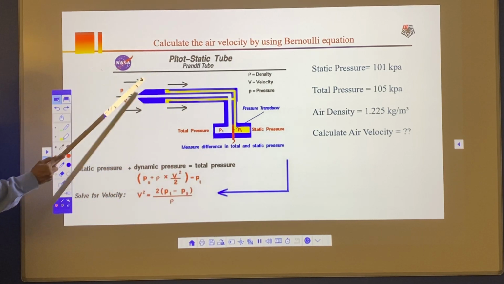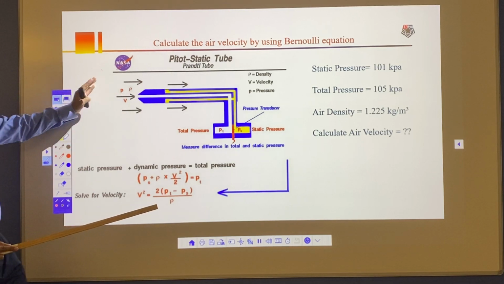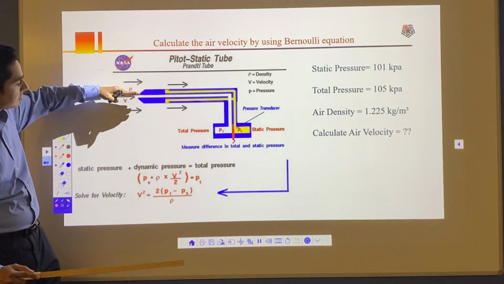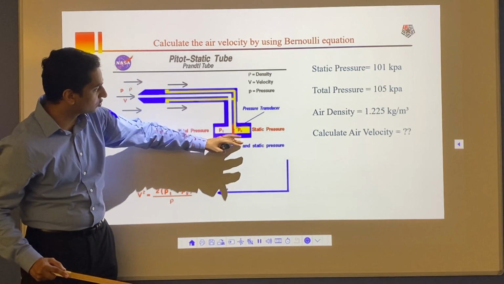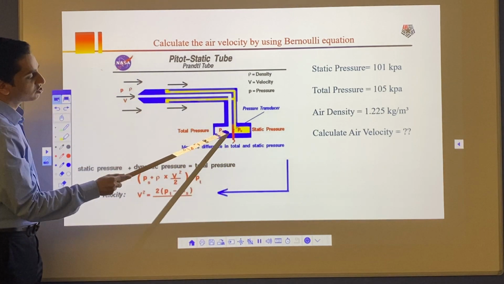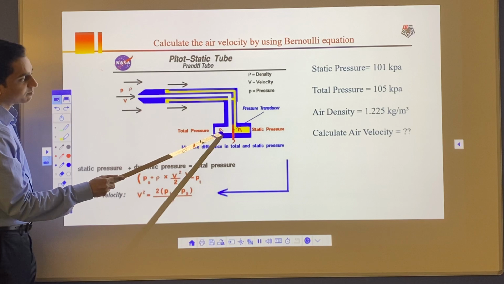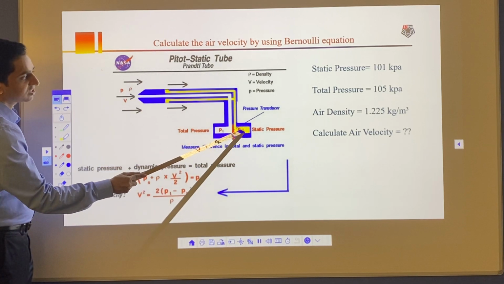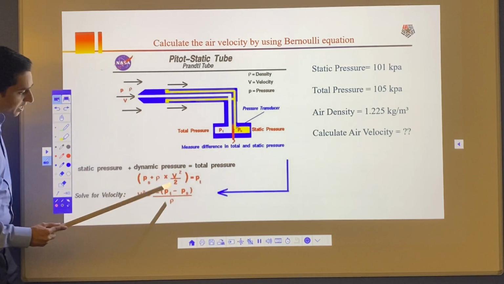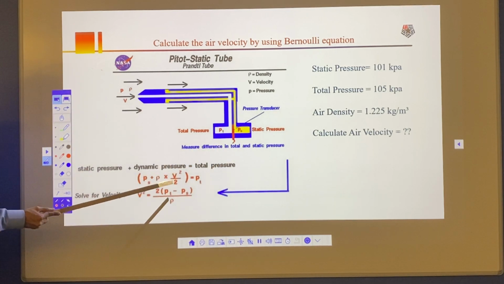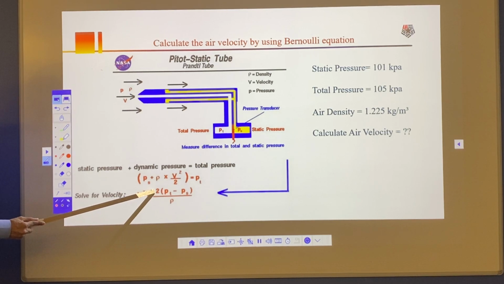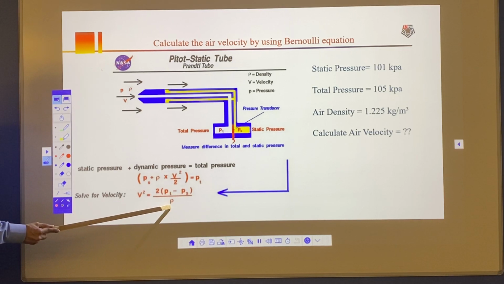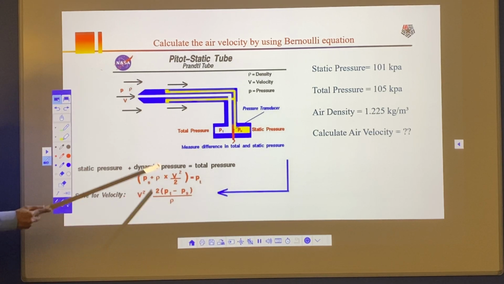My objective in this problem is to calculate velocity. Here the flow is horizontal and air is going through this Pitot tube. This white part is where the head-on total pressure or stagnation pressure is measured, and the static pressure is measured in this yellow part. Now if I rearrange the equation for velocity, I get velocity squared equals 2 times the total pressure or stagnation pressure minus the static pressure, divided by density. That's the equation I will get for the Pitot tube.